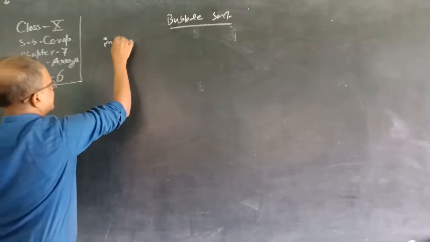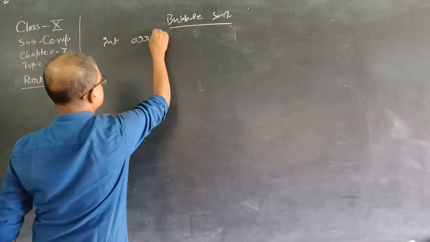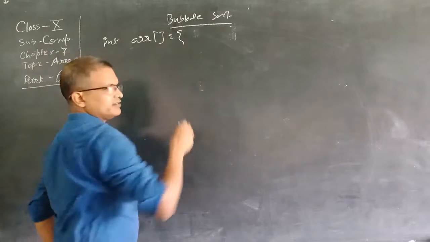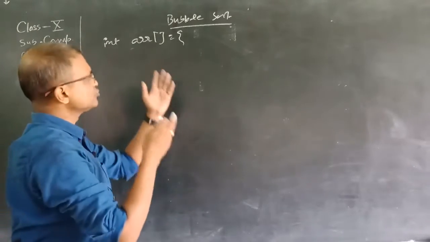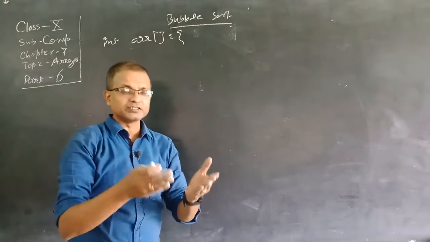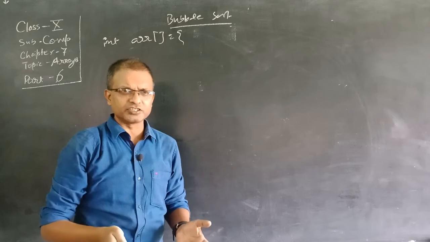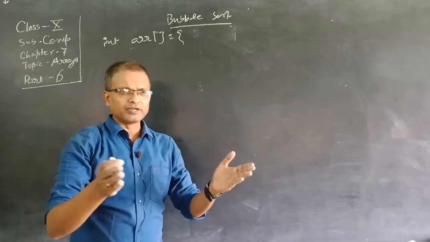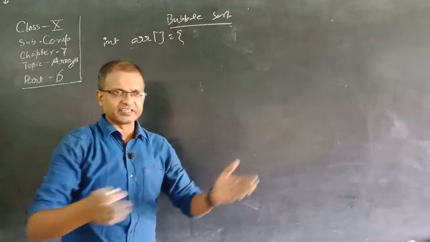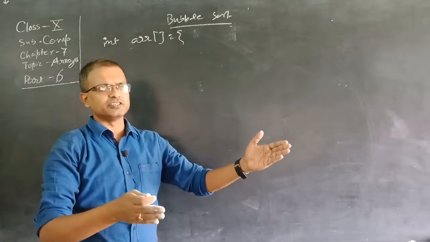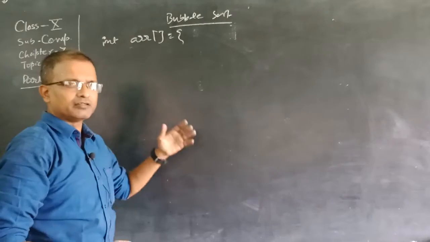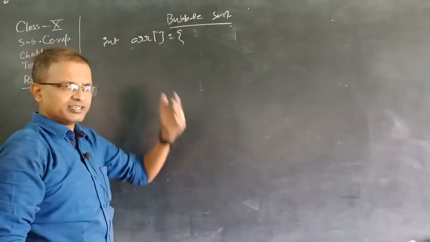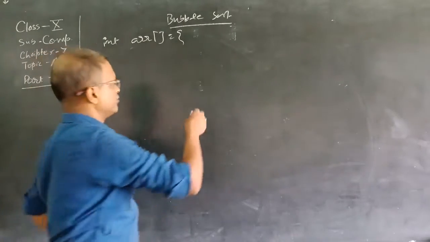Declare an array, int arr equal to, and assign some data in the array. That can be in any order, because this is a sorting technique. Sorting means arrangement of data either in ascending, meaning increasing, or in descending order, meaning decreasing order. We have to write the program in a way that the data will be arranged in ascending or descending order. So you can write data in any order.